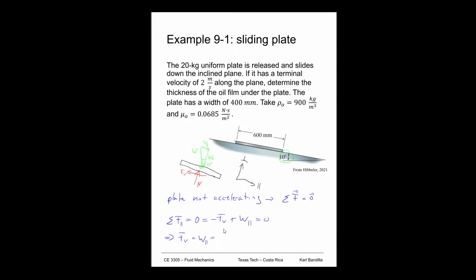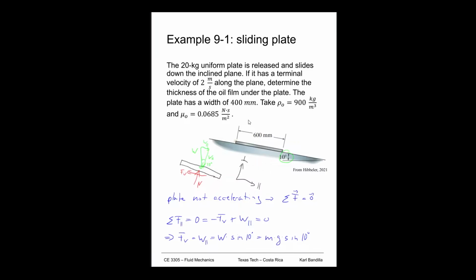Now, what is W parallel? Well, it's going to be our W times, now this would be the opposite leg, so that would be times sine 10 degrees. Now, we're not given the weight, we're given the mass, so that would be M times G times sine 10 degrees. And I'm not going to calculate this out. We're just going to leave it as that. So that would be our FV. That's the force that's acting there.